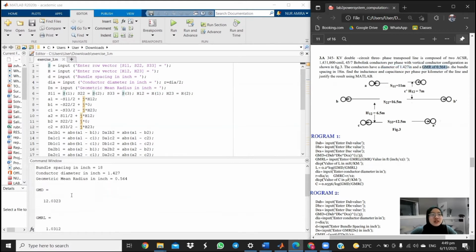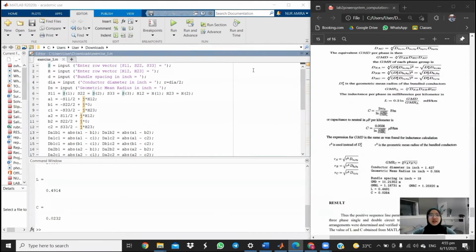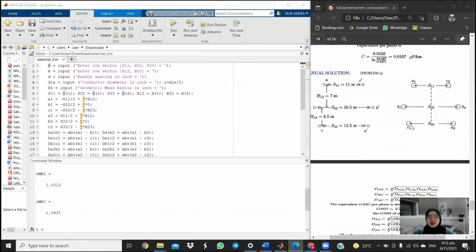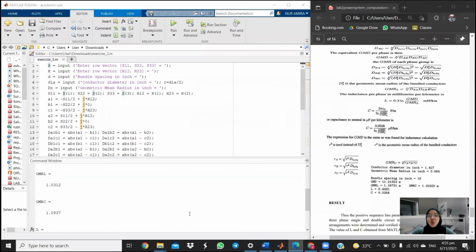After that, the coding will run and we get the answer. The MATLAB answer is not the same as the manual solution, but it is quite similar to the manual solution. As you can see, this is 0.49 and this is 0.44.